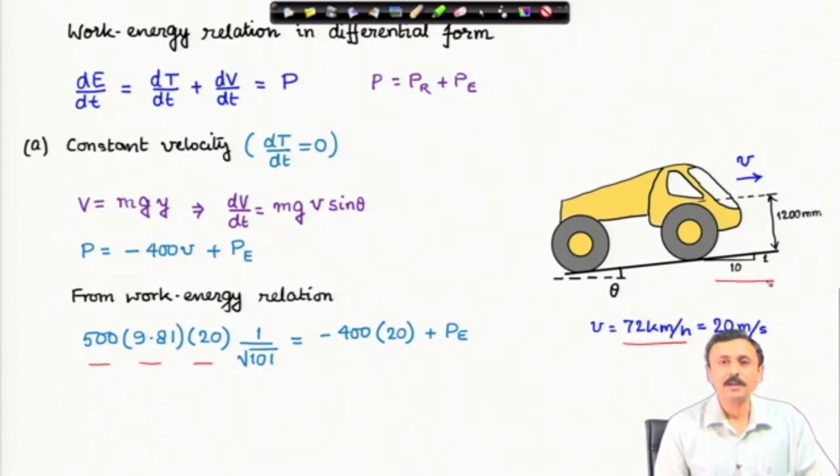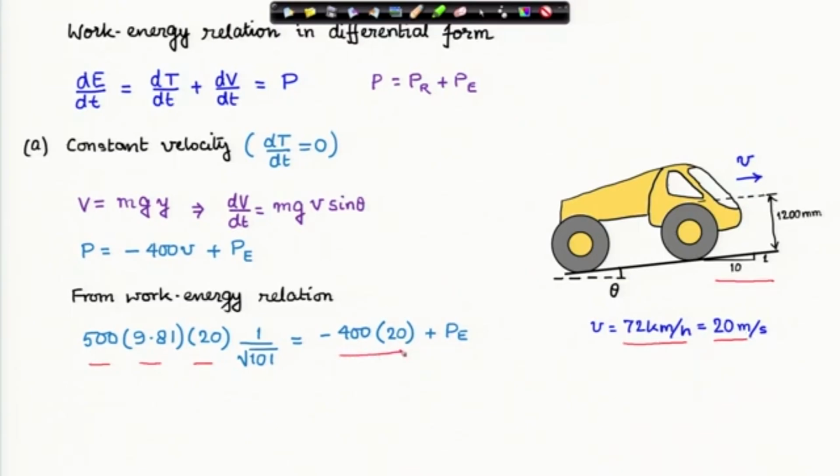It is given that the slope is 10%. I can calculate sine theta, and that must be equal to the power. Power is dissipated because of rolling resistance and fed into the system by the engine. Now, it is straightforward algebra, everything is known, you can calculate power: 17.76 kilowatt.